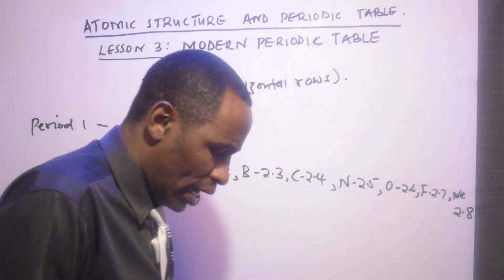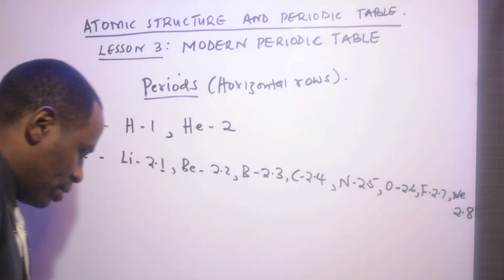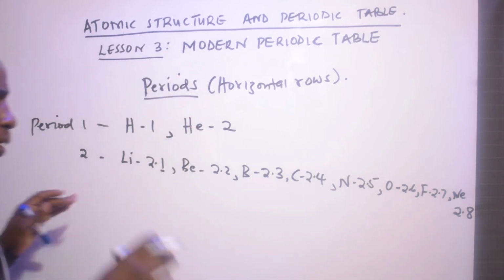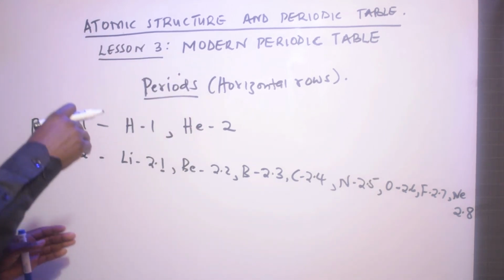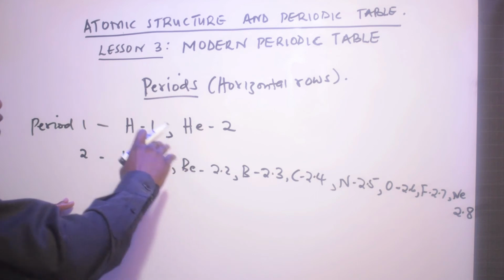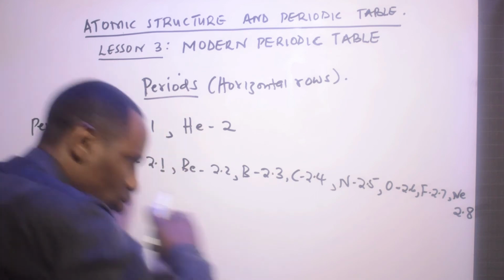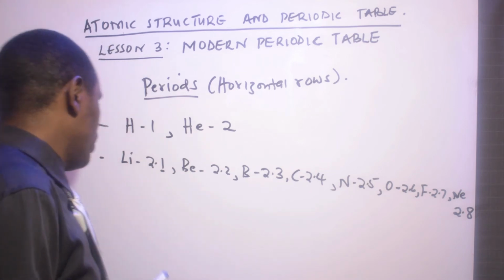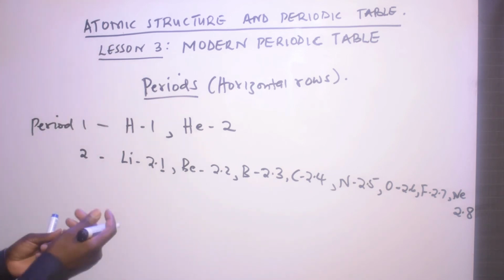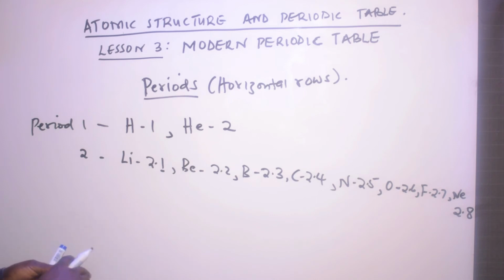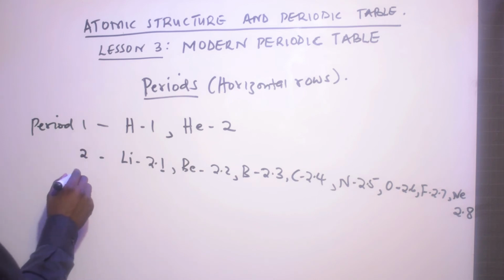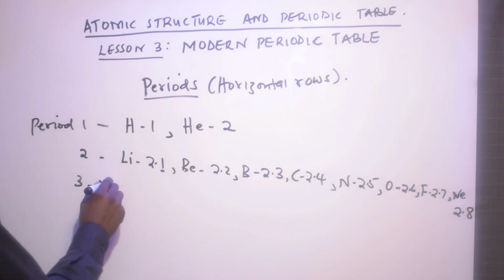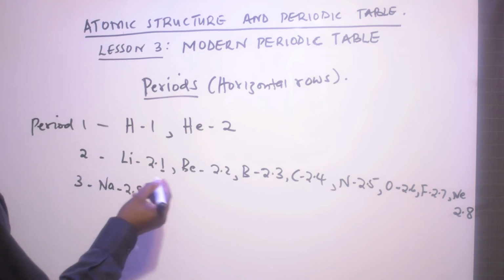Now, basically, you can tell here that the members are in a period. In a period, we have elements; all groups are represented in a period. Now, if you go to period 3, the story would be the same. For the sake of comparison, we have sodium 2-8-1. Just refer to that.